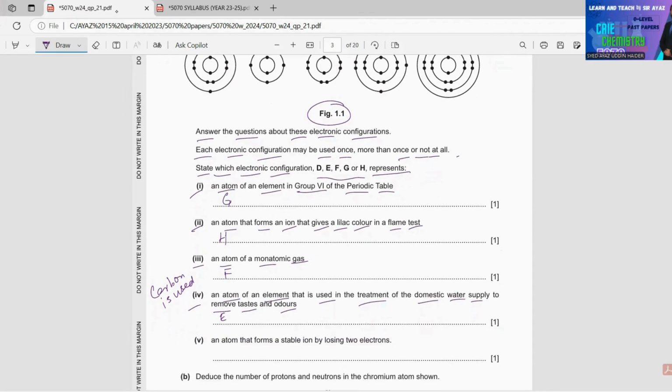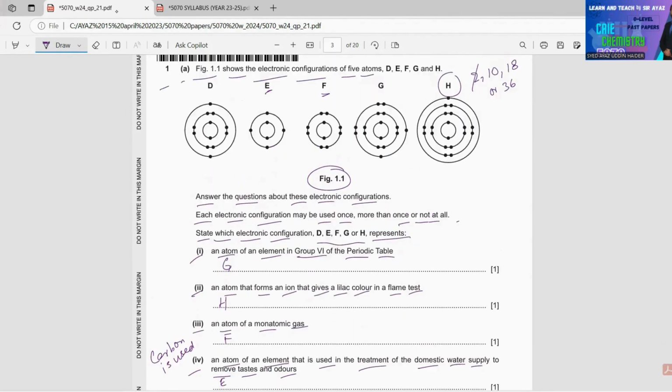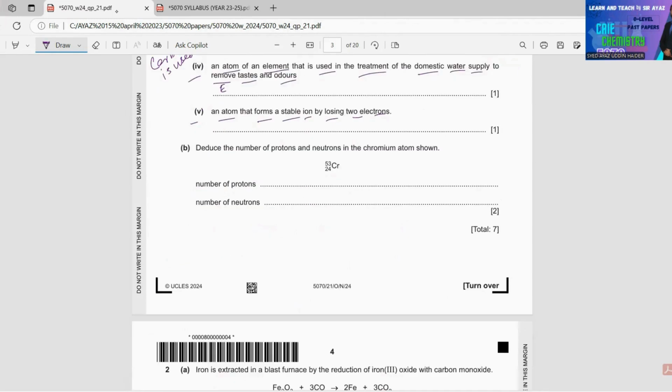Number 5, an atom that forms a stable ion by losing 2 electrons. Now, if an atom loses 2 electrons and forms a stable ion, it must have 2 valence electrons. So D seems to be the correct answer because you see there are 2 valence electrons, 1, 2. So it will form a stable ion by losing these 2 electrons. So D must be the final answer for number 5.